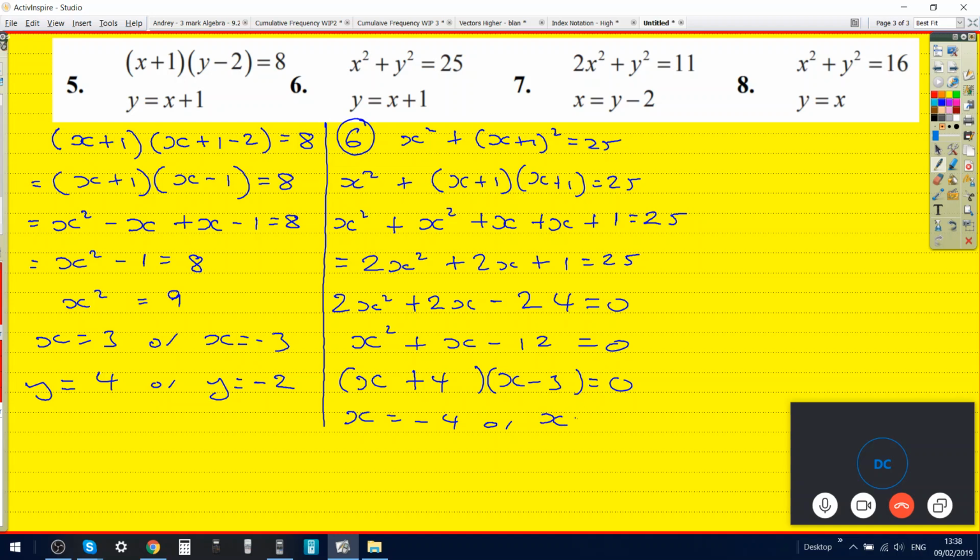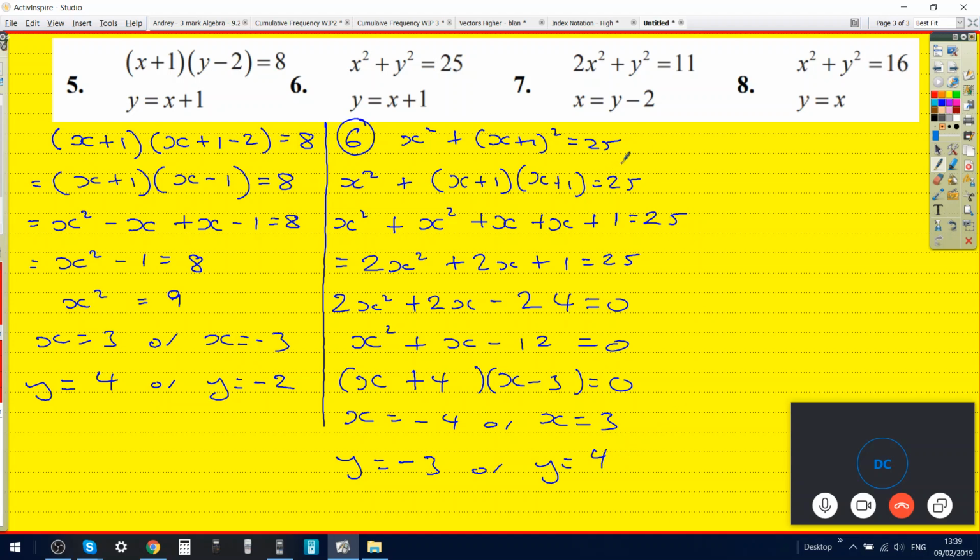And now we can substitute it back into y equals x plus 1. So y equals minus 4 plus 1. y equals minus 3 when x equals minus 4. And then y equals x plus 1 for the second one, so y equals 3 plus 1. y equals 4 when x equals 3. That's it. Great.